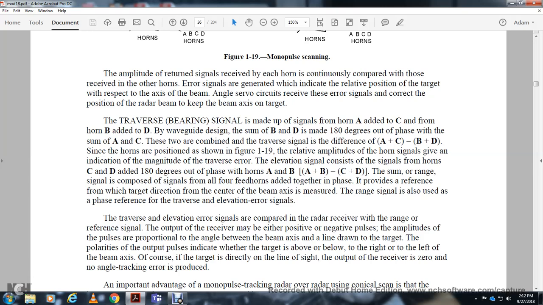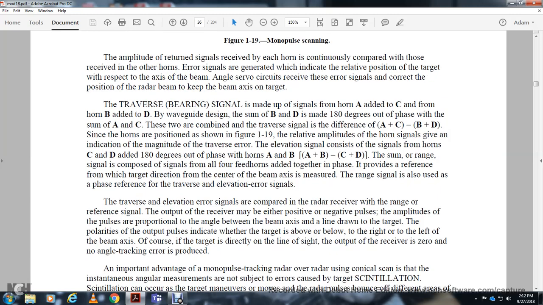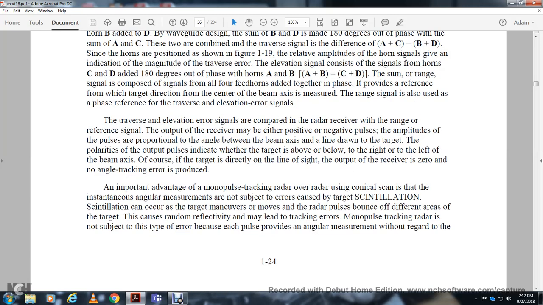For the elevation signal, consider the signals of horns C and D added with a 180 degree shift from horns A and B, that is, A plus B minus C plus D. The sum signal is the range signal, the component with the signals from the feed horns added together. It provides the reference from the target direction at the center of the beam axis, and is used as the phase reference for the transverse and elevation error signals.